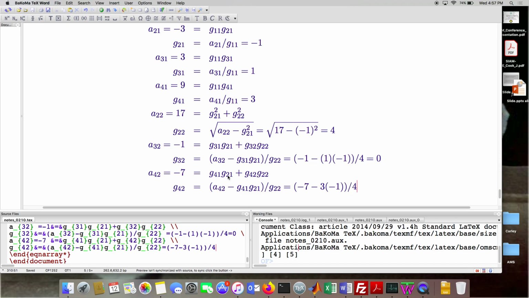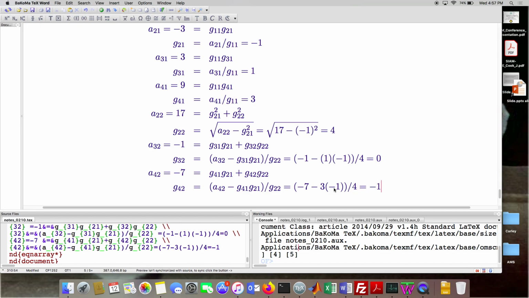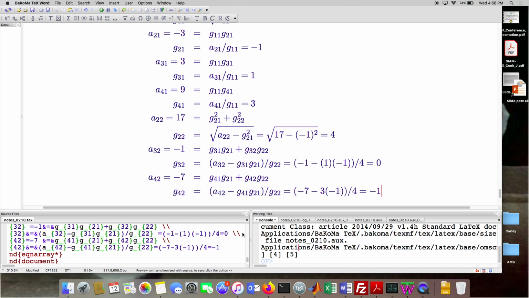I see what I did here. This is done a little differently in the book. Okay, so we have -7 plus 3 is equal to -4. So we get -1. So now I can fill that in.